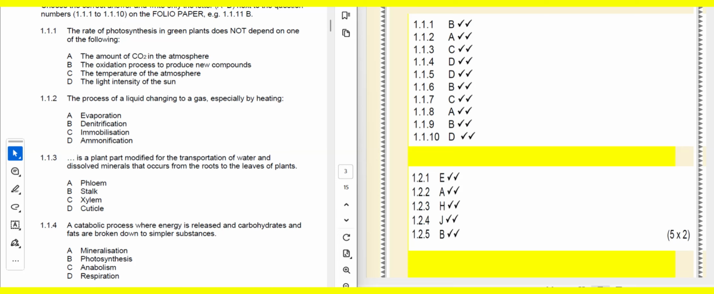1.1.4. A catabolic process where energy is released and carbohydrates and fats are broken down to simpler substances. A. Mineralization. B. Photosynthesis. C. Anabolism. D. Respiration. Letter D. This refers to respiration.